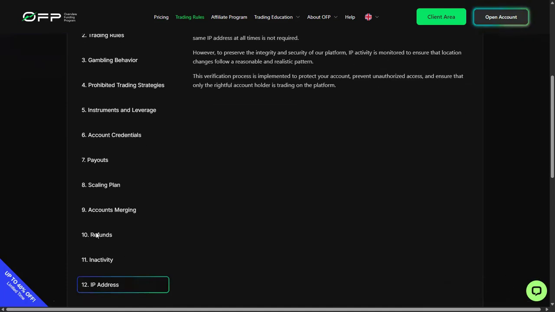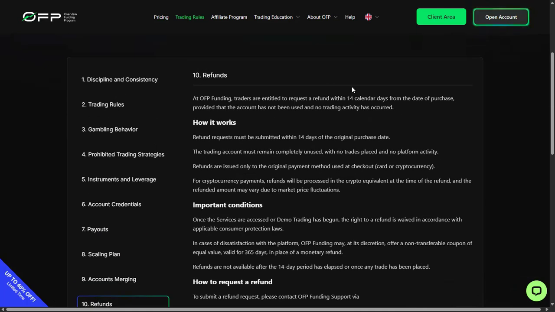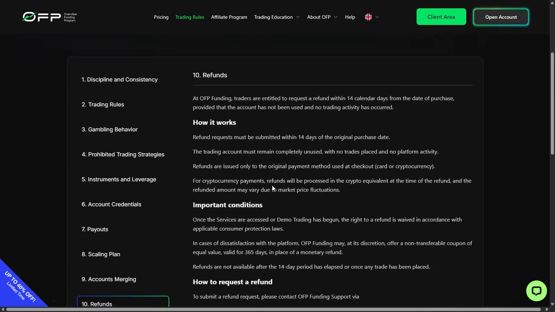So when it comes to refunds, a trader is entitled to request a refund within 14 days, right? This applies if you've not placed any trades. As long as you've not placed a trade, you can do it. But if you've placed a trade, they won't give you a refund. I've seen someone request a refund who was refused, because they said the person had already placed a trade there.